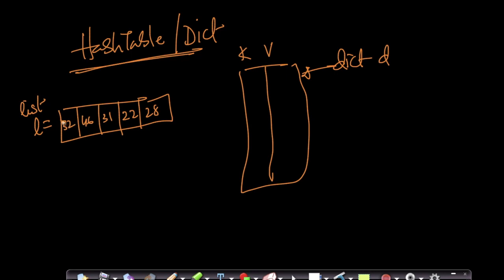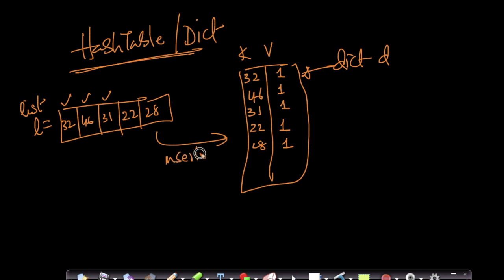I can insert these values one by one. I insert 32 as a key, and I can take any random value, let's say 1. Doesn't matter. Now I take 46 from the list and insert it into my dictionary with some value. These values do not matter. Only the keys matter here. Similarly, I insert 31, some value, 22, some value, 28, some value. So I'm inserting the data from my list into a dictionary.